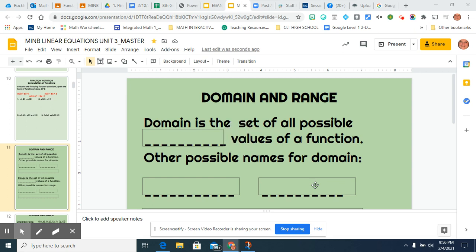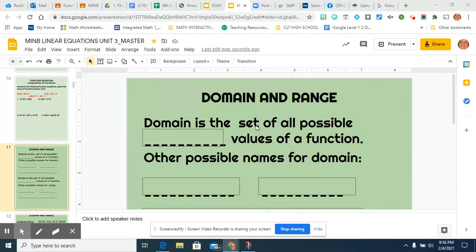Okay, so today we're going to talk about domain and range. And like everything in math, there's always an opposite. And so domain and range are opposite with each other. And what do we use them for? We use them to represent different parts of a relationship. In this case, when we're looking at functions.